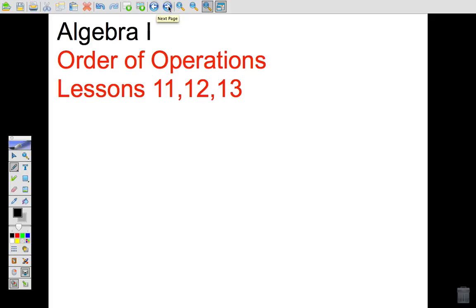Okay, order of operations is something that's talked about in lessons 11, 12, and 13. It starts off real basic in lesson 11, but as the lessons go along, the problems get harder. So we're going to combine lessons 11, 12, and 13 and talk about order of operations. Now there's other topics in these lessons also, but the common topic is order of operations.